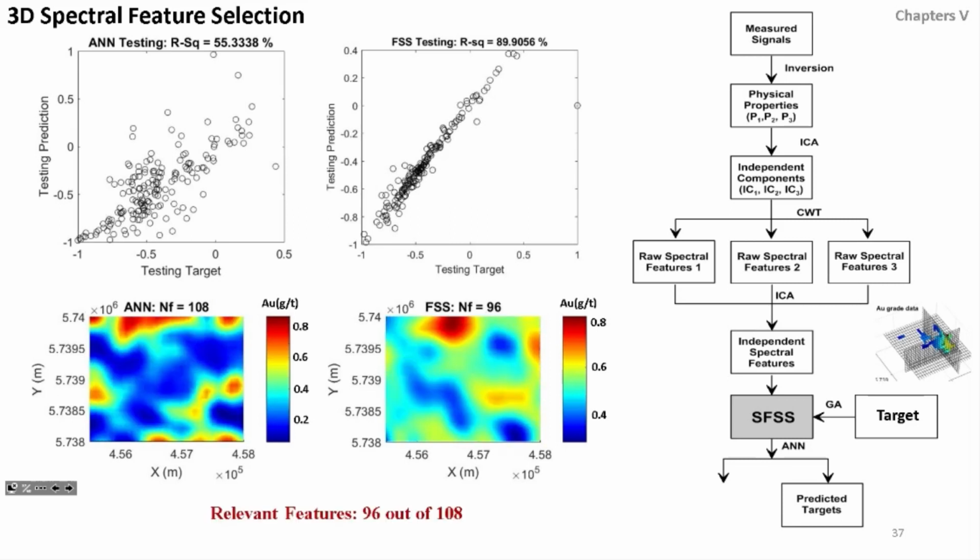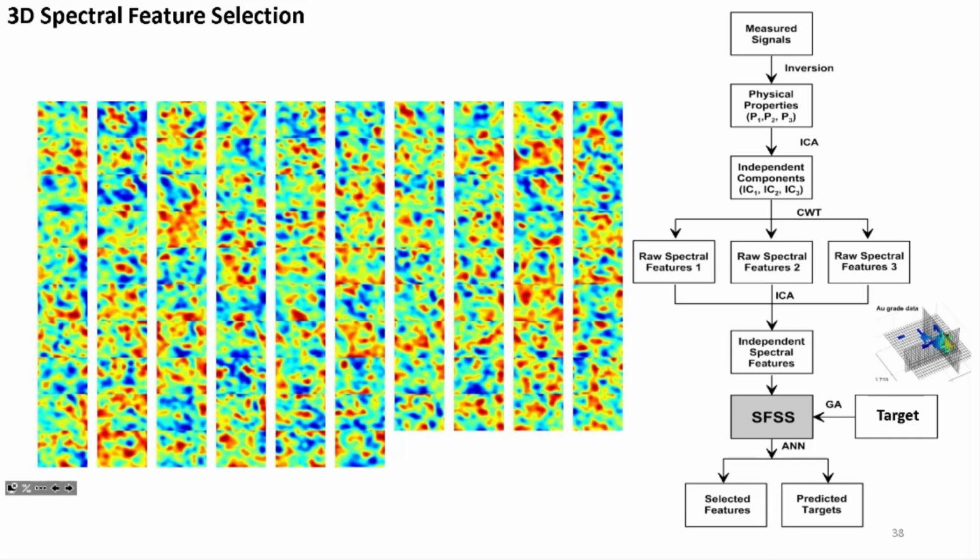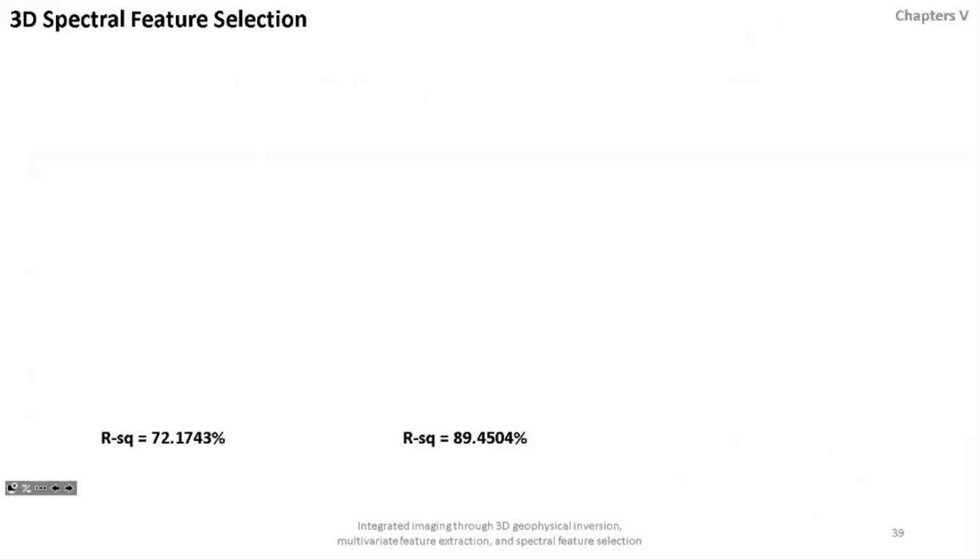As can be seen, the predictions of the feature subset selection method are much better than the conventional neural network. The feature subset selection selected 96 out of 108 features, which means 12 spectral features were extremely redundant in prediction of gold concentrations. The proposed algorithm in this study also presents the selected features that are linked to gold distribution, in addition to the predicted gold grades.